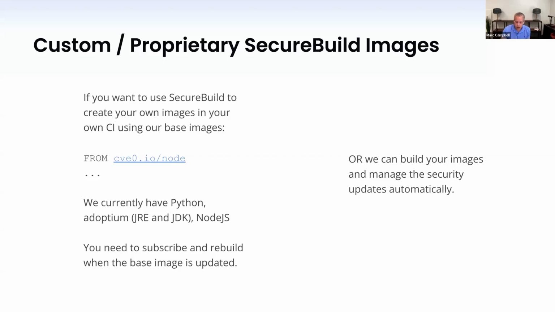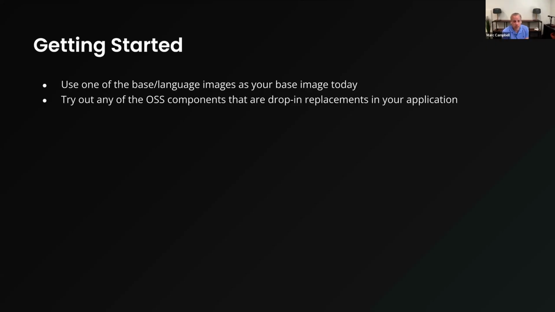We are looking to get started here. Use any of the base language images as your base image today. It's really easy. If you're a Replicated customer, pick one of them, let us know. We'll give it to you for free so that you can actually use that image now. So Node, Python, or Java. If there's a different language you need or a different runtime, let us know.